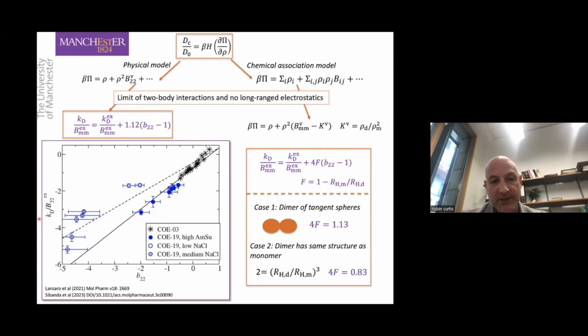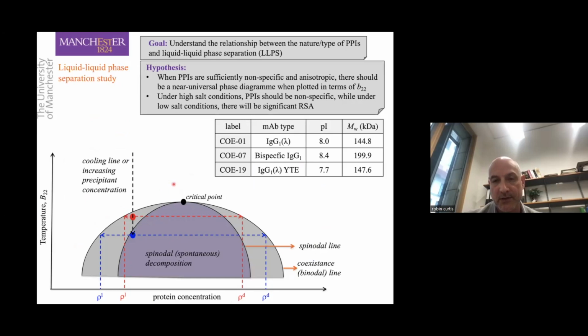And here I show some data for KD versus B22 for that strongly interacting COA19, and you can see that it doesn't obey the correlation for spheres, whereas our weakly interacting system does. And so it looks like you can use this correlation to tell you something about whether or not you're getting anisotropic interactions. And then we wanted to use this to look at liquid-liquid phase separation.